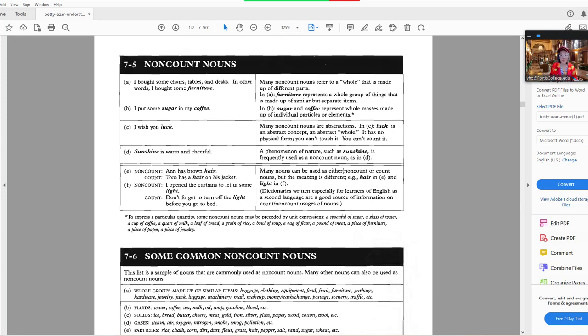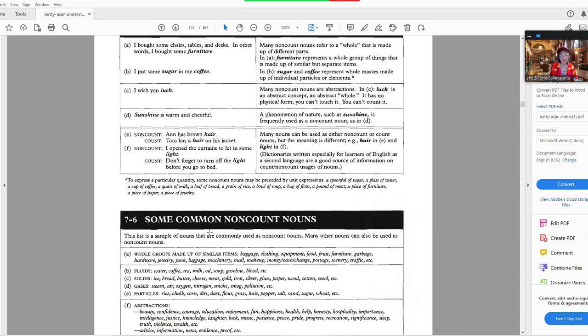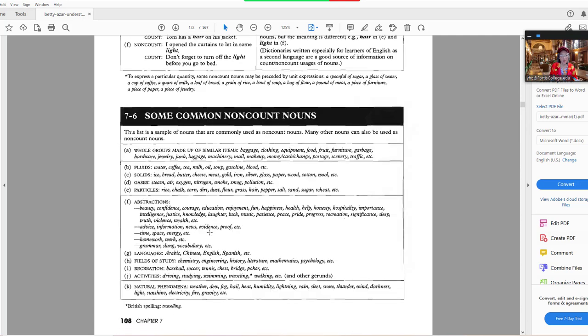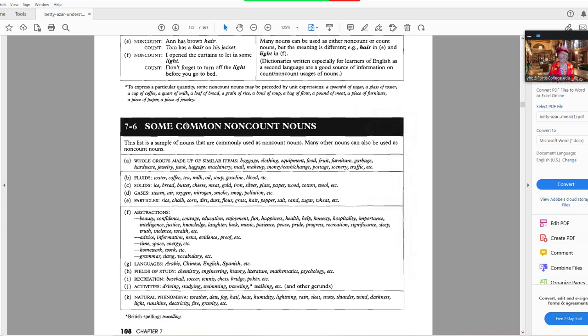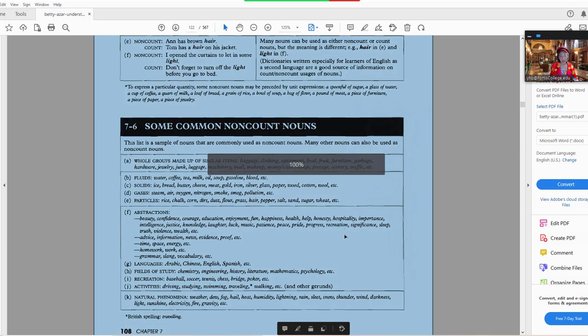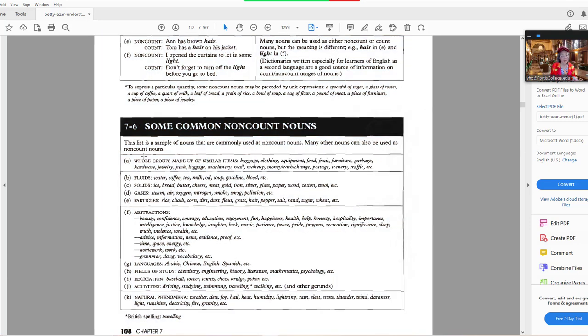So many nouns can be used as either. It depends on the context. So here are some examples of common non-count nouns. Let's make it a little bit bigger. Oh, that's about as big as it gets. Okay. All right. So some common non-count nouns. This list is a sample of nouns that are commonly used as non-count nouns. Many other nouns can also be used as non-count nouns. So whole groups made up of similar items are non-count nouns.